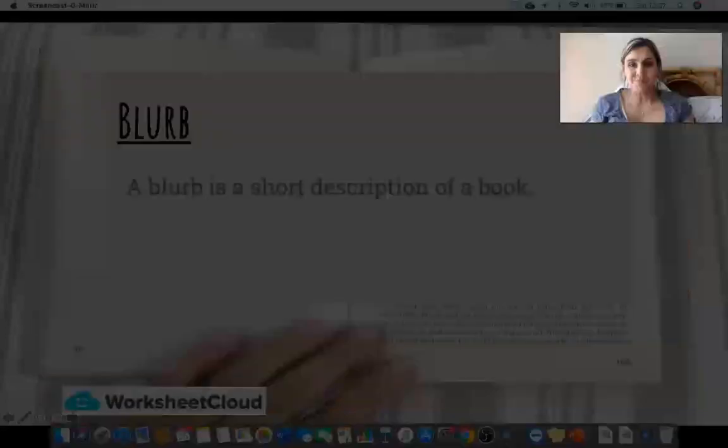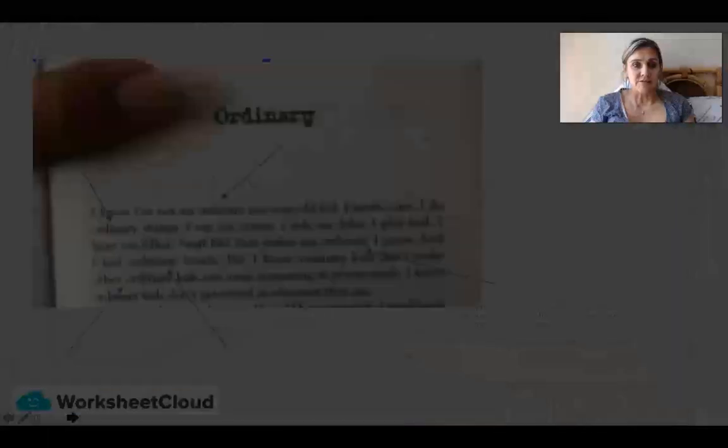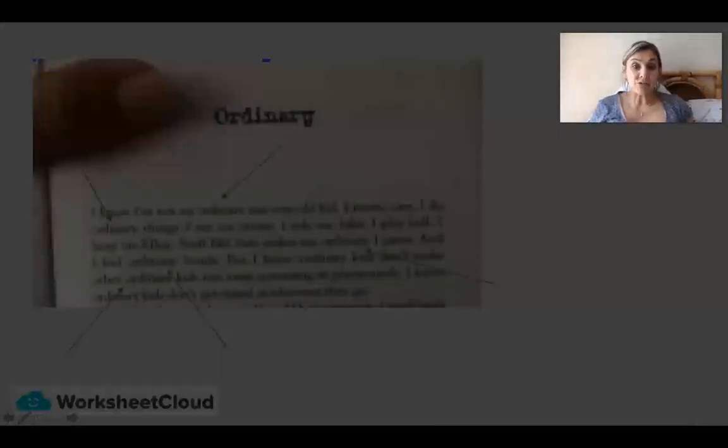So we're going to pause at this stage, and I just thought that we would take a moment to think about that very first paragraph. Okay, so the very first paragraph looks like this. I'll read it again. It says, I know I'm not an ordinary 10-year-old kid. I mean, sure, I do ordinary things. I eat ice cream, I ride my bike, I play ball, I have an Xbox. Stuff like that makes me ordinary, I guess.